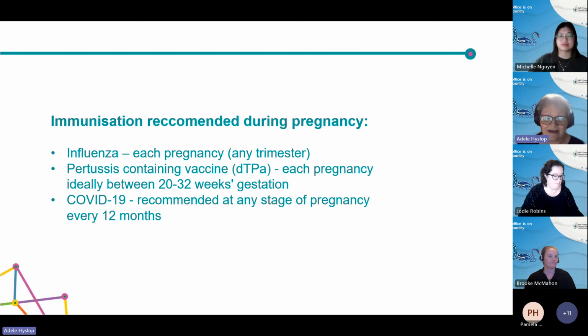As Julie has highlighted earlier with the RSV in older adults, at this stage, RSV vaccine is not on the immunisation schedule for pregnant women. However, it has been approved by the TGA and recommended by ATAGI. So we really are looking at next year to see what's coming along.